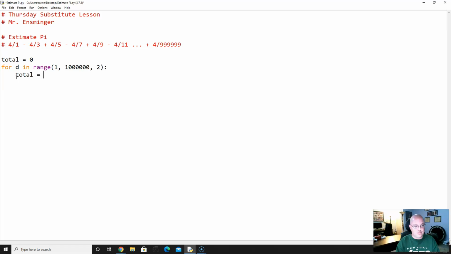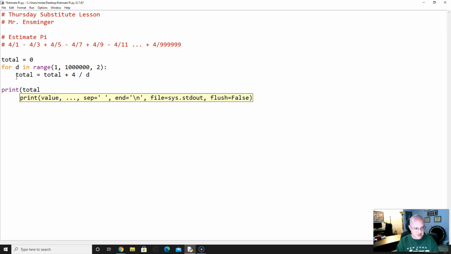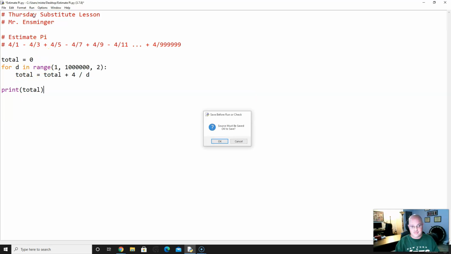say total equals total plus 4 over the denominator. But the thing is, we don't always want to do plus. At the end, we know that we want to print out the total, which hopefully that's going to give us pi. And so when we do this, it's just real fast.